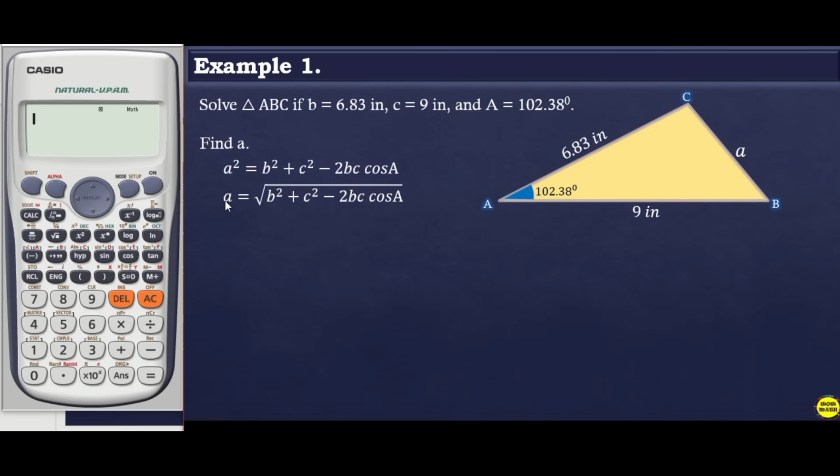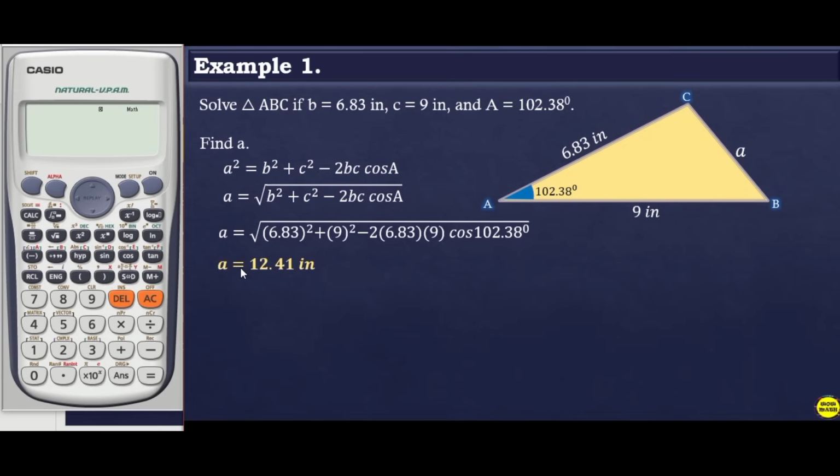So, ito po yung gagamitin natin. Square both sides, so you will have a is equal to the square root of b squared plus c squared minus 2bc times cosine A. Let us substitute the values. Your b is always opposite your angle B. That is 6.83 squared plus your c is always opposite the angle C. That is 9, so 9 squared minus 2, your b is 6.83, your c is 9, times cosine A. Your A is 102.38 degrees. Okay, so let us solve.